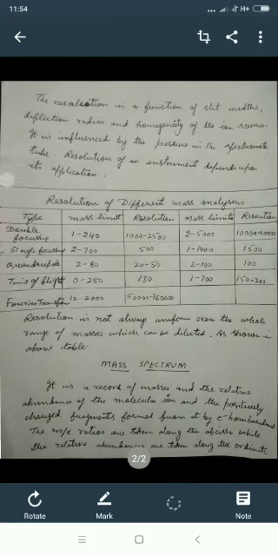What is the mass spectrum? What type of spectrum will we get from the recorder? It is a record of mass and the relative abundance of molecular ions and the positively charged fragments formed from it by electron bombardment. The m upon e ratios are taken along the abscissa, while the relative abundances are taken along the ordinate. So you have a graph in which you have the relative intensity.